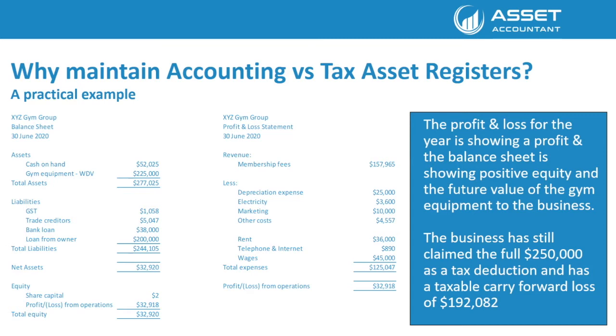The P&L reflects the use of that equipment for 1 year, being the $25,000 depreciation expense, and you'll notice we return a small profit for the year. That is expected to increase as the client gets more members and continues to grow their business. You'll notice that we also have a much healthier balance sheet. We've got $225,000 of gym equipment at written down value, which gives us positive assets and positive total equity at the end of our first year.